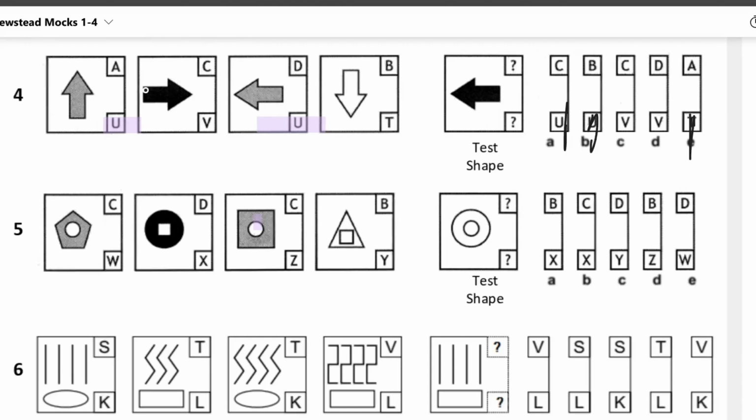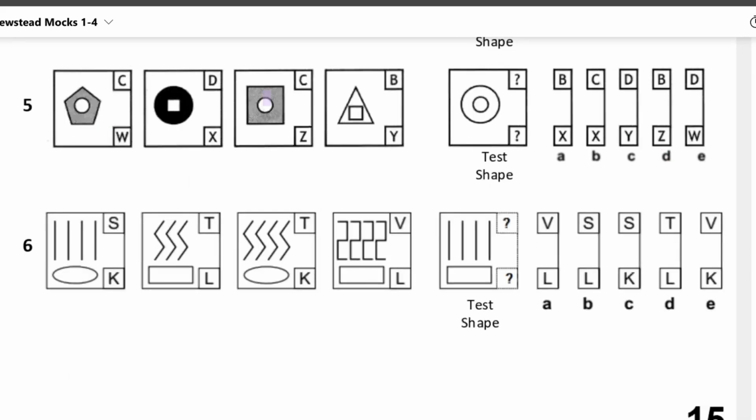All of these are different. We've got A, C, D, and B, and all of them are different because all of them are different directions. Which is the one going to the left? It looks like D, therefore D has to be at the top. We get D as our answer.